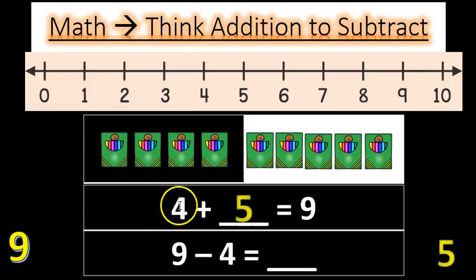Read it with me. 4 plus 5 equals 9. Let's read it again. 4 plus 5 equals 9. Now let's come here to our subtraction equation. What number goes here?